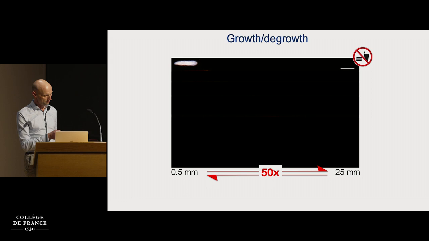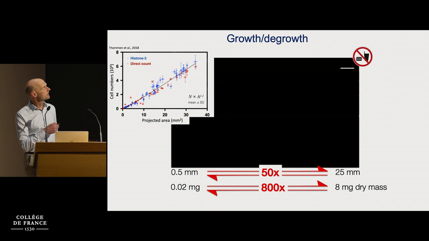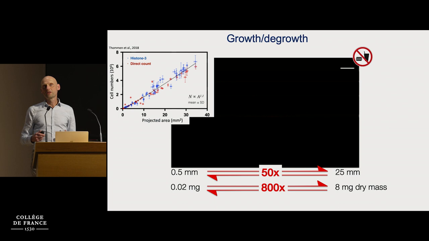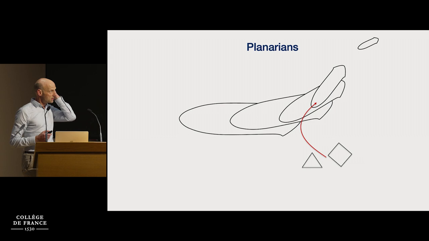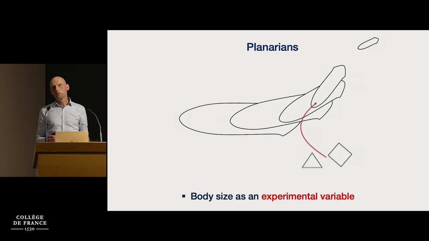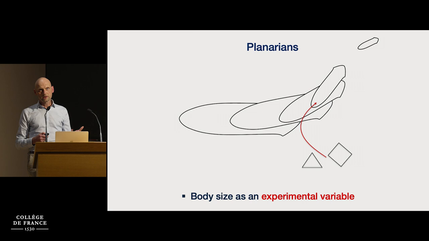Now, importantly, growth and degrowth are due to changes in cell numbers, meaning that a small animal consists of about 5,000 cells, and a very large animal consists of about 8 million cells. So planarian anatomy, the individual organs, have to scale accordingly over this enormous range in cell numbers. Long story short, what this gives us is a model system in which we have body size as an experimental variable. I should also say the strain we mostly work with in the lab is asexual, and the animals don't show any signs of aging. So we can essentially reversibly scale the adult body plan of the species backwards and forwards, depending on experimental conditions.